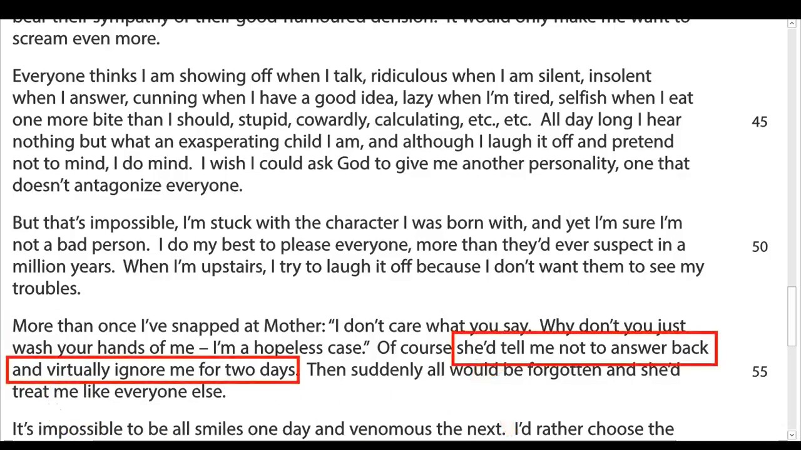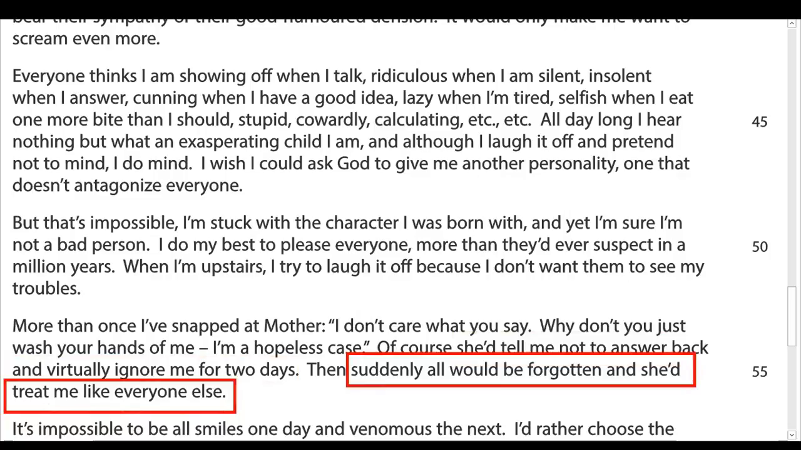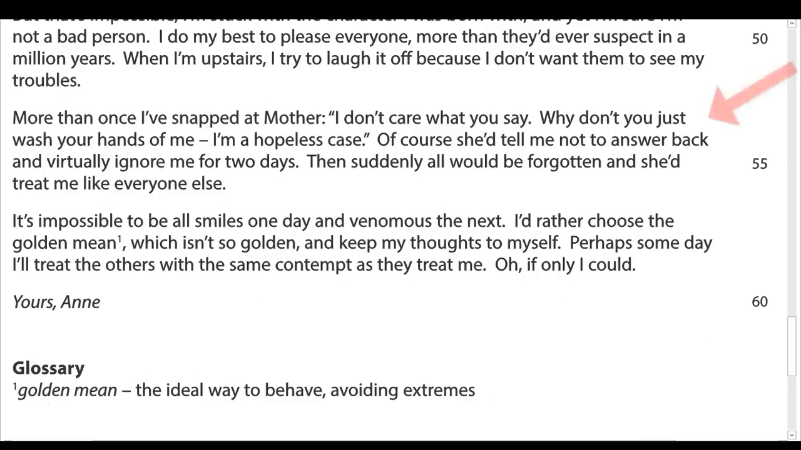"She'd tell me not to answer back and virtually ignore me for 2 days." So the sense that the mum is being unfair. "Suddenly all would be forgotten and she'd treat me like everyone else." So there's a sense that she thinks her mother's unpredictable as well. So we get the sense that there's a very difficult relationship between Anne and her mother.